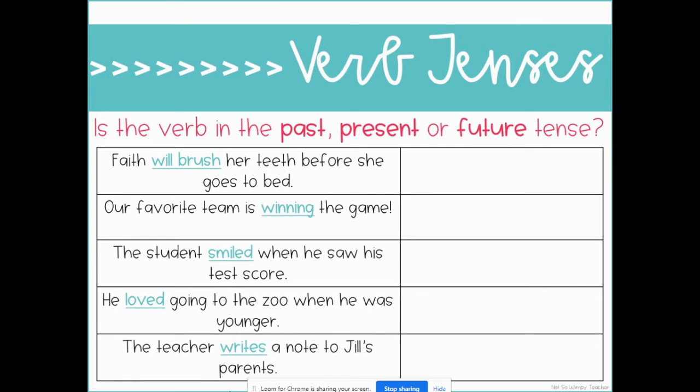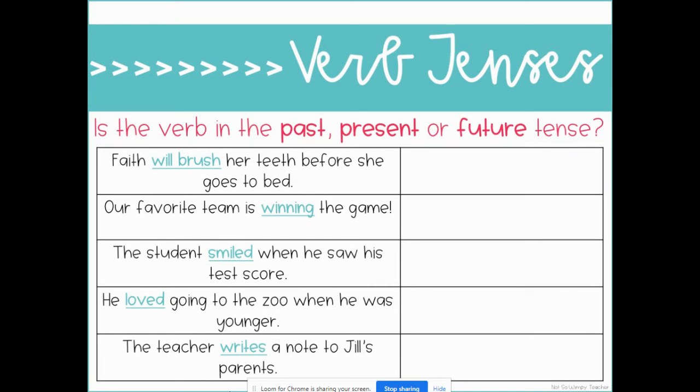The next one. The student smiled when he saw his test score. Smiled. Is that happening right now? Is it happening in the future? Did it happen already? So they already saw his smile, so that is past tense. Okay, the next one. He loved going to the zoo when he was younger. Loved. Is that past, present, or future tense? It's past tense.